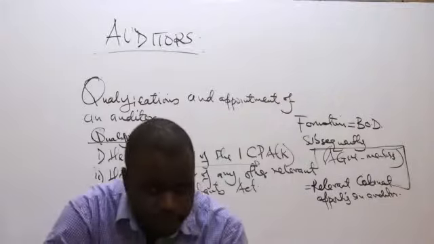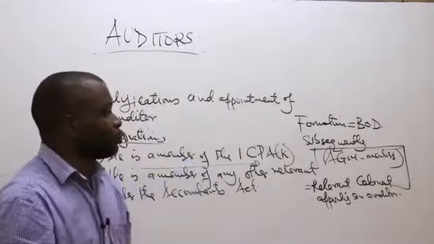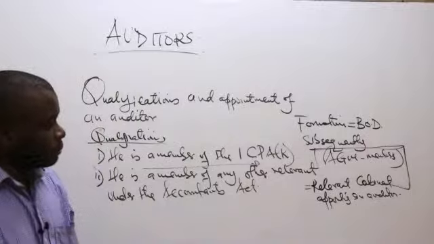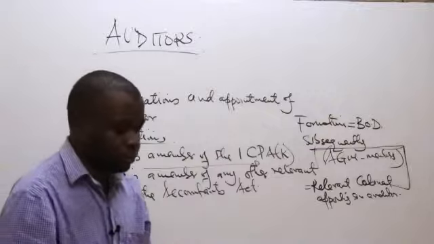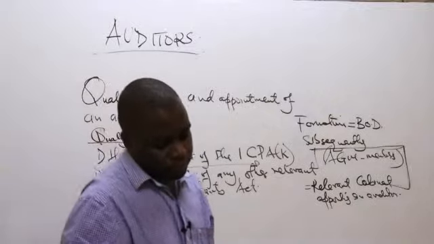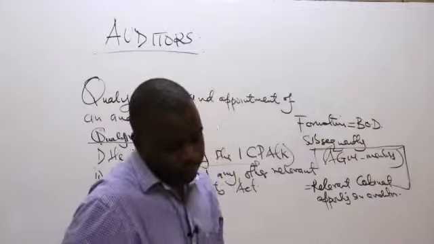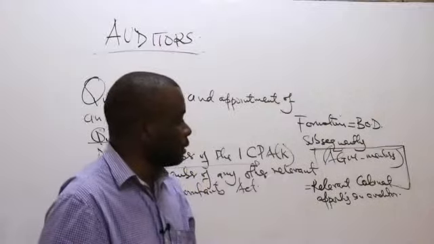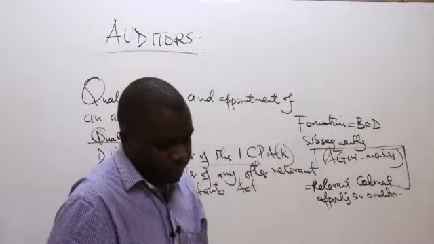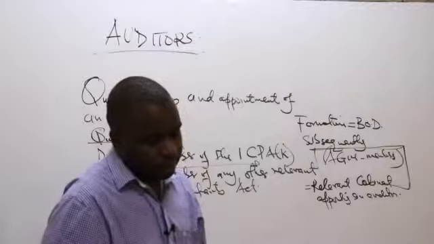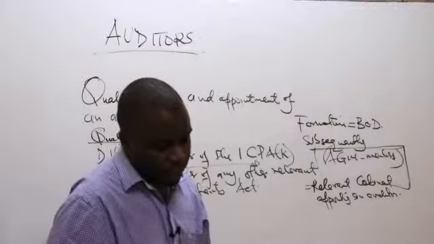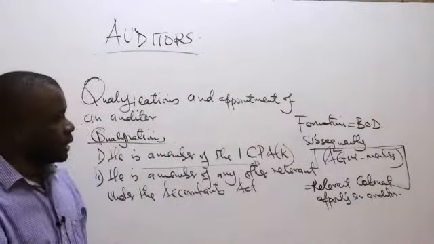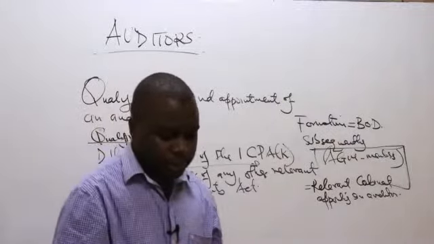So you are saying automatically the previous auditor will be presumed to be reappointed, but certain circumstances can make him not to continue to serve as an auditor. So that is what I've just been talking about. He won't automatically be reappointed if, number 1, he is not qualified for reappointment. So that is number 1.